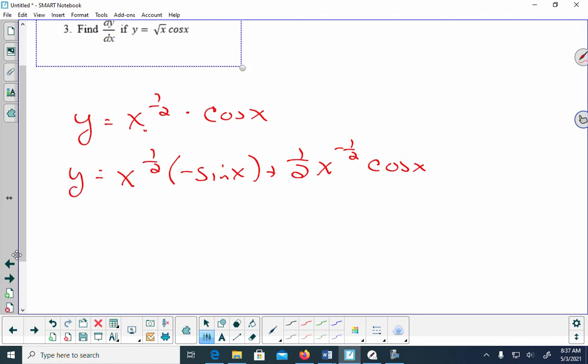So when I rewrite this, I am going to have the square root of x, well, that's negative times the sine of x, plus, and then this will be cosine of x over 2 times the square root of x. And I wrote the square root of x, you could have done x to the 1/2 power. So that's how you do that one.